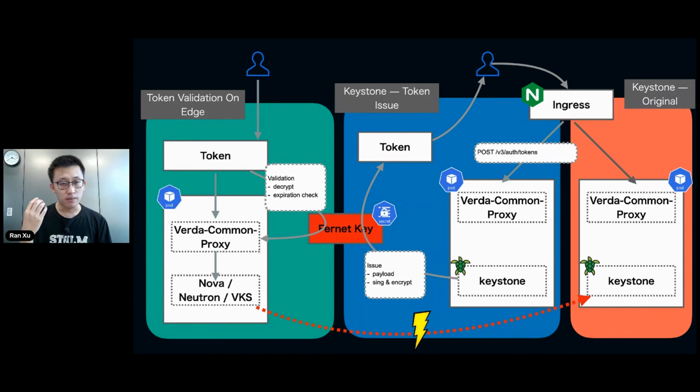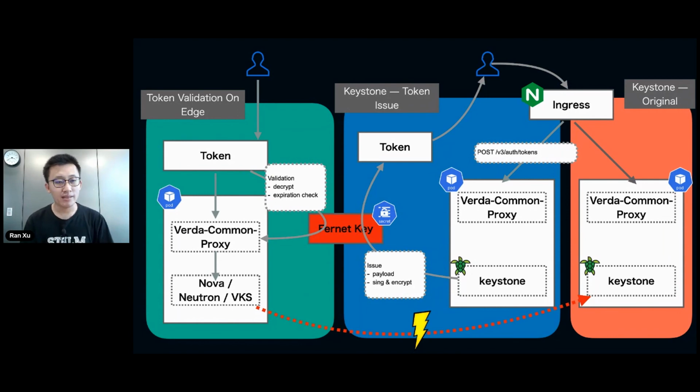The second improvement we can get is each Verda infra service can do the stateless token validation work in the Verda Common Proxy side without sending any request to the Keystone service. That is pretty good from our perspective, right? Because there is no dependency between the client and the Keystone service from the token validation perspective. And the token validation is the majority of the requests that Keystone handles. So in that case, the load of that Keystone service will be decreased dramatically.